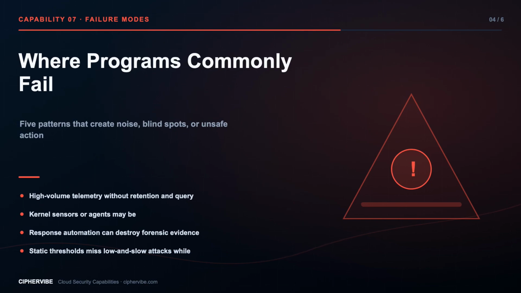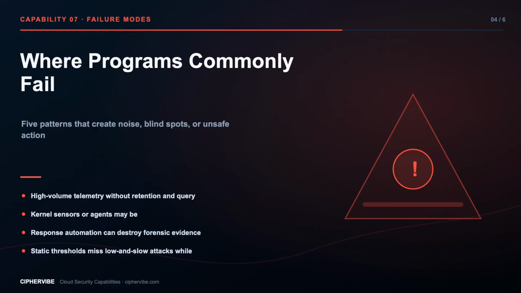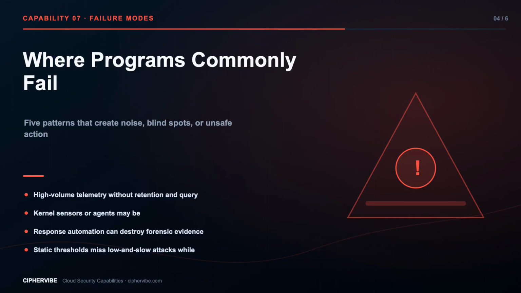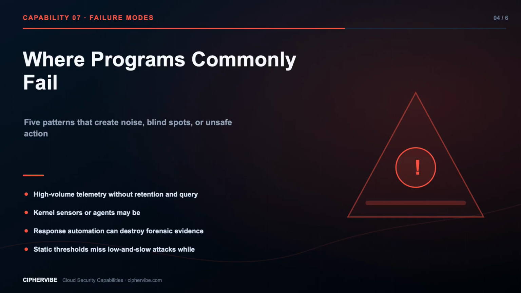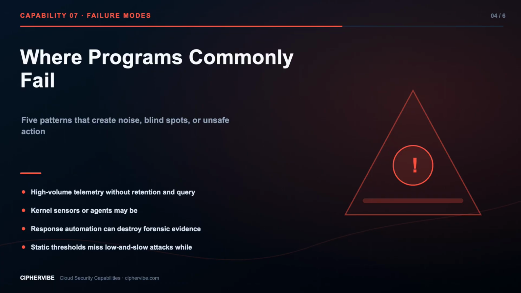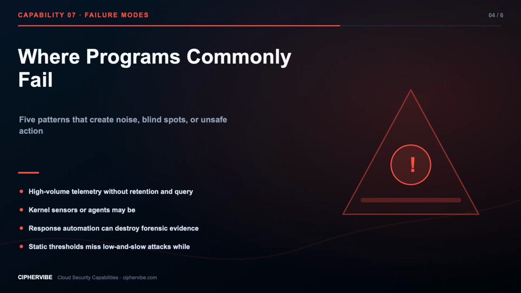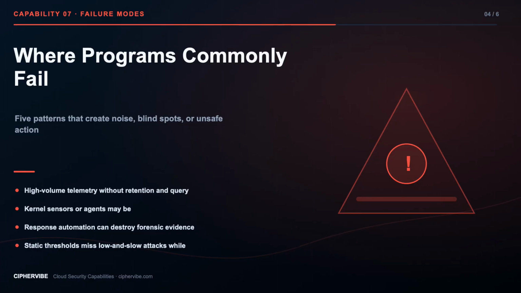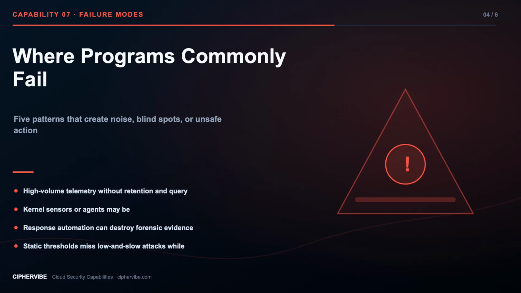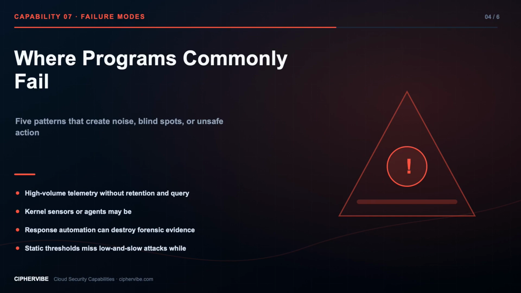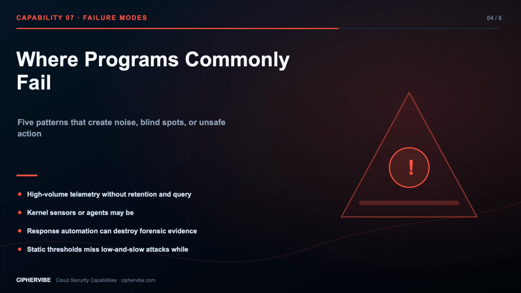Second, kernel sensors or agents may be unavailable on managed services, serverless systems, or restricted hosts. Third, response automation can destroy forensic evidence or interrupt production if confidence and scope are weak. Fourth, static thresholds miss low-and-slow attacks while broad anomaly detection produces excessive noise. Fifth, cloud incidents cross identity, control plane, workload, and SaaS boundaries that separate teams may investigate independently.